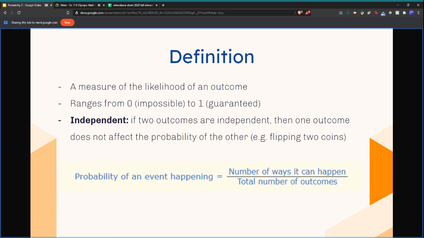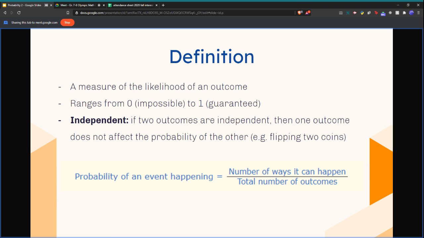And here's the term you need to know: independent. What does independent mean in probability terms? If two outcomes are independent, then one outcome does not affect the probability of the other outcome. Here's an example. Say you're flipping two coins, one first and then the other. When you flip the first coin, that does not affect the probability of the second coin. Whether it lands on heads or tails, the first coin's outcome does not affect the second coin's outcome, because they're independent.